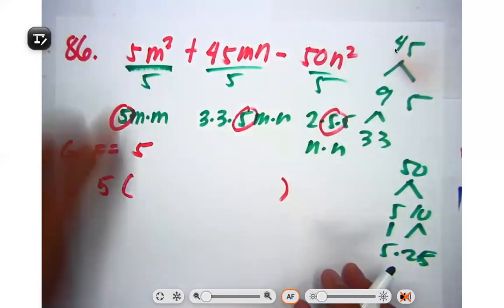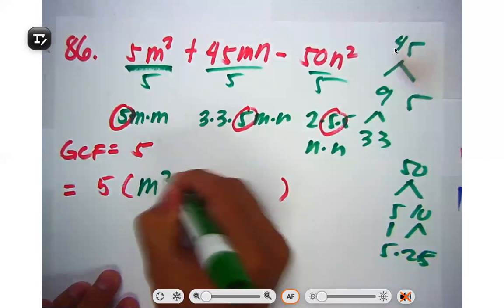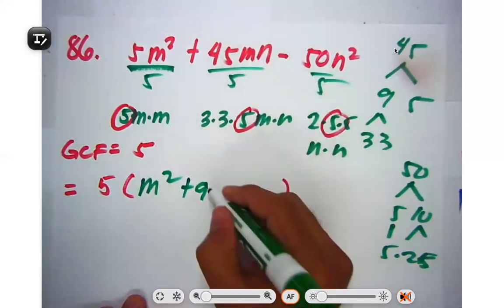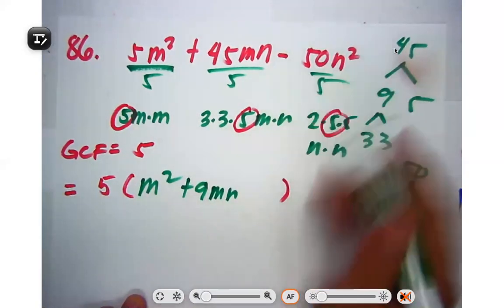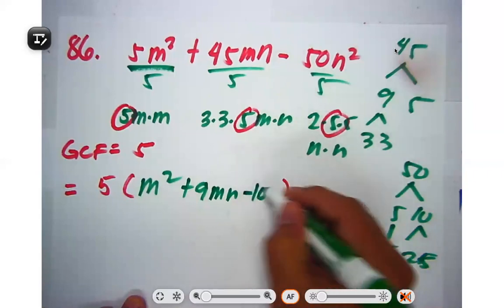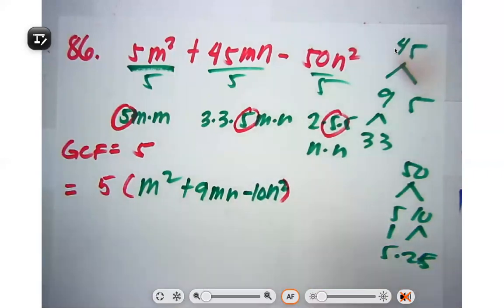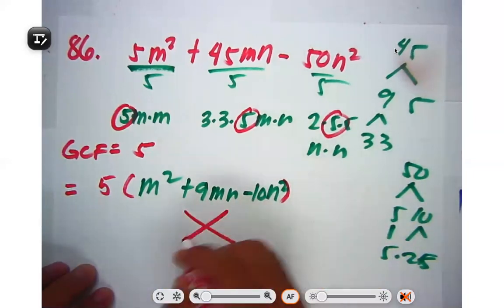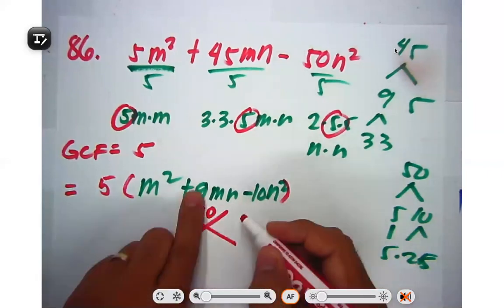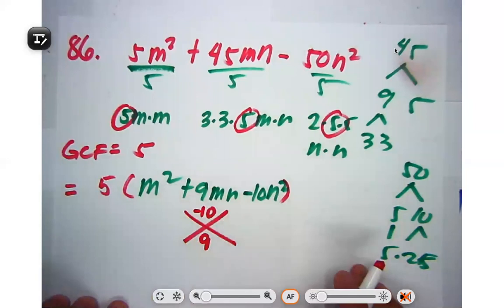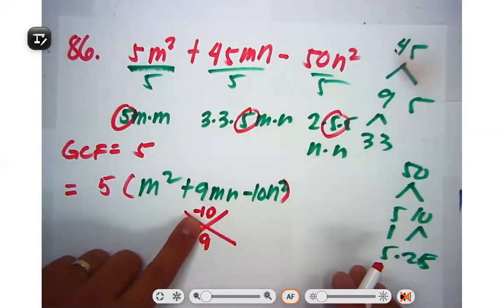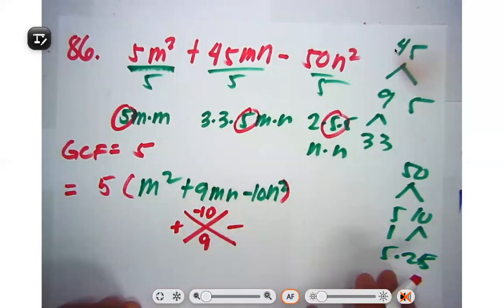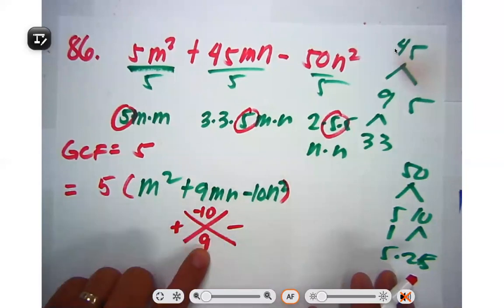So 5m squared divided by 5 is m squared. 45 divided by 5, you have 9mn. Okay. Negative 50 divided by 5 is negative 10n squared. Now let's find the factors of negative 10 whose sum is 9. We are factoring a negative number, so it's understood to be a positive times a negative. All right, so what are these? Factors of negative 10 whose sum is 9.